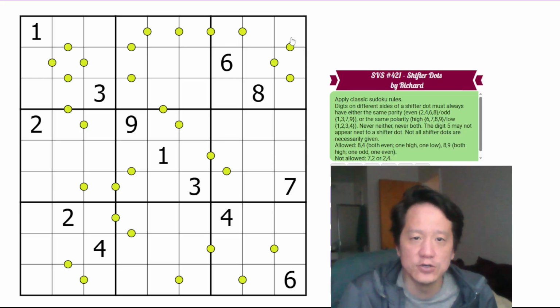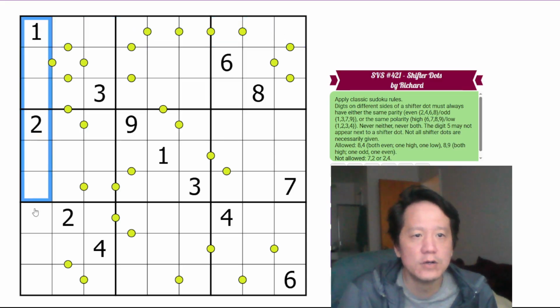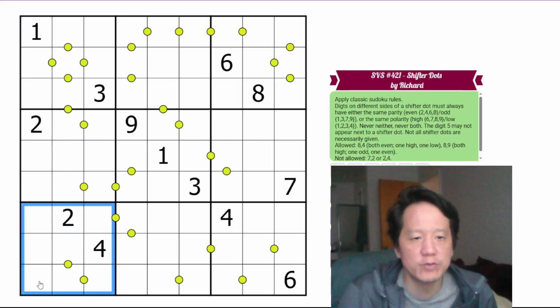Apply classic Sudoku rules, which means fill the entire grid with the digits 1 through 9 such that there are no repeats in any row, column, or 3x3 box.